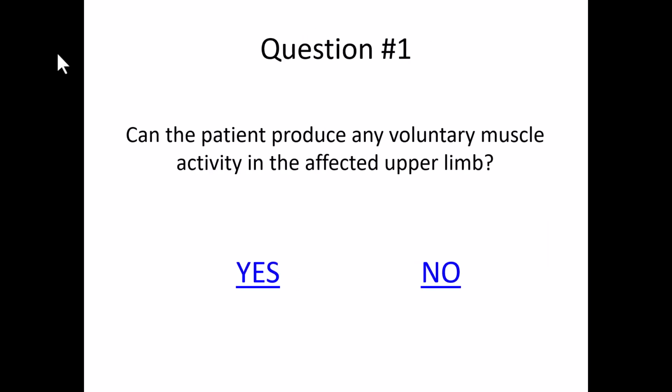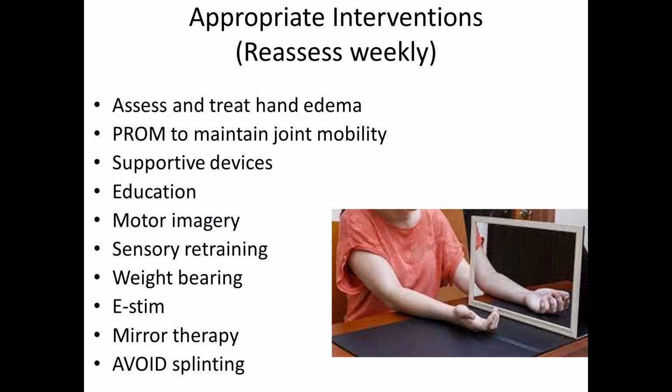So the first question is, can the patient produce any voluntary muscle activity in the affected upper limb? Okay, this is a person who's 0 out of 5 strength in their hemiplegic upper extremity. So let's say that no, this person cannot produce any voluntary motion. According to the algorithm, these are appropriate interventions for the patient.